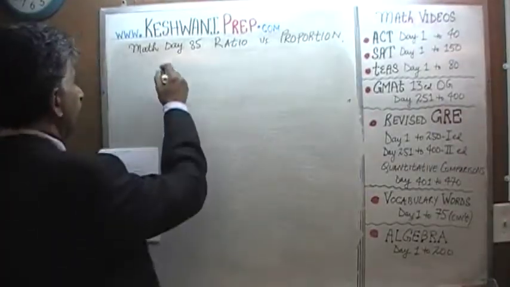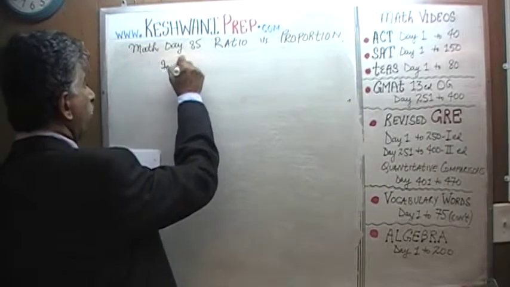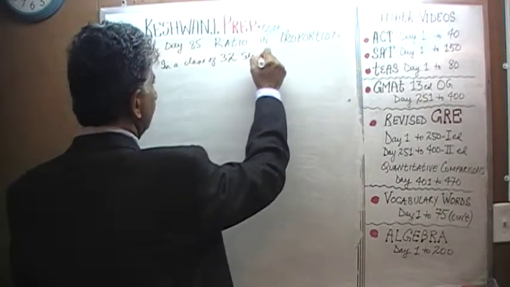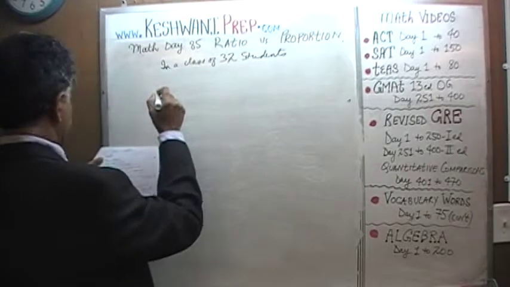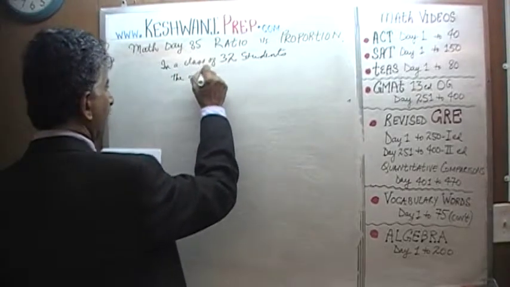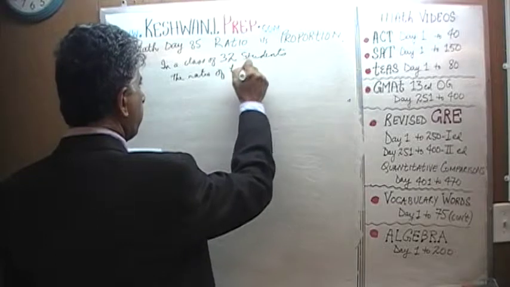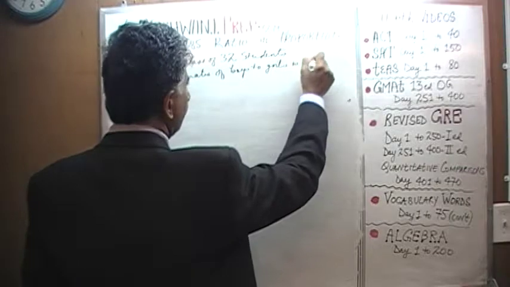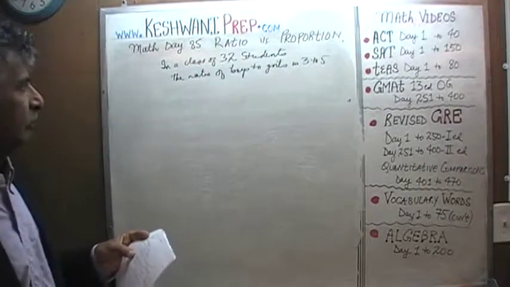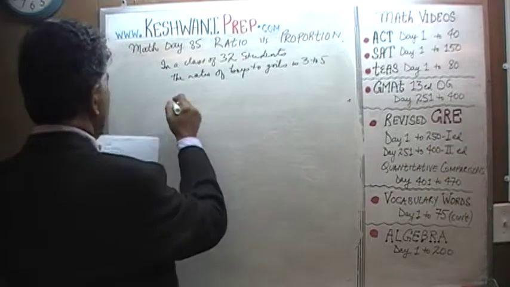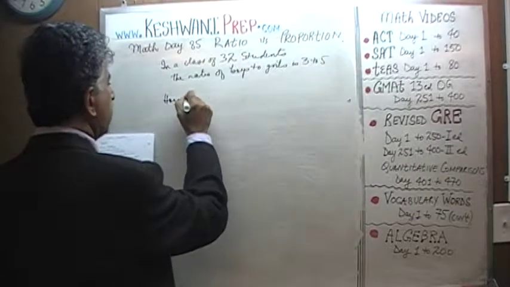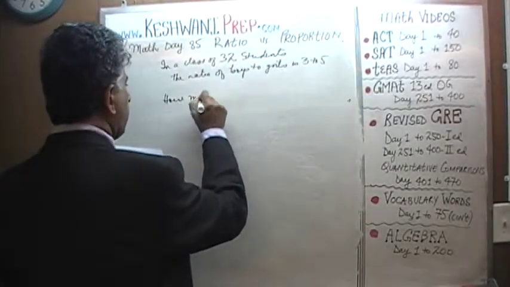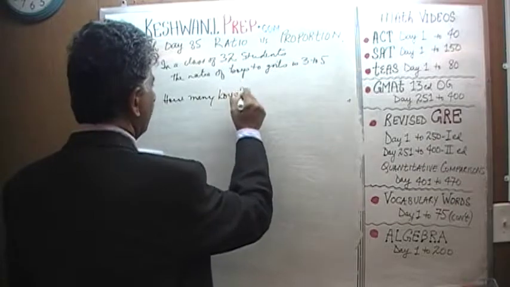Here's what the problem says. It says in a class of 32 students, the ratio of boys to girls is 3 to 5. The ratio of boys to girls is 3 to 5. Question simply is, how many boys do we have?